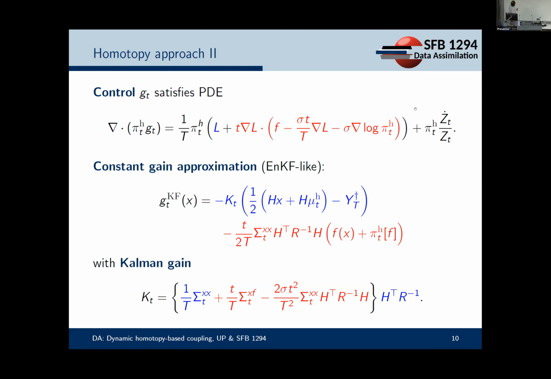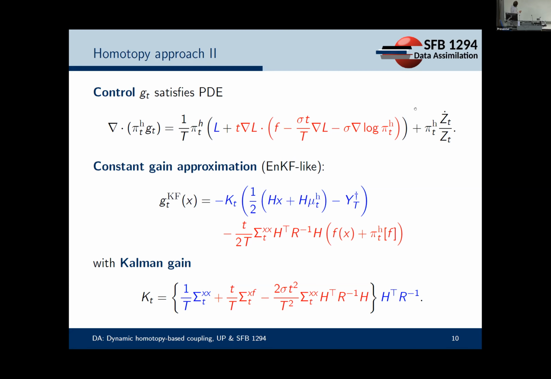So the blue part here leads to something, it's a gain and basic innovation. So it's exactly what you get in an ensemble Kalman filter. This is now a time continuous version of the ensemble Kalman filter. So you think of the square root filter, the ensemble Kalman square root filter, but in continuous time. So that's what you get.